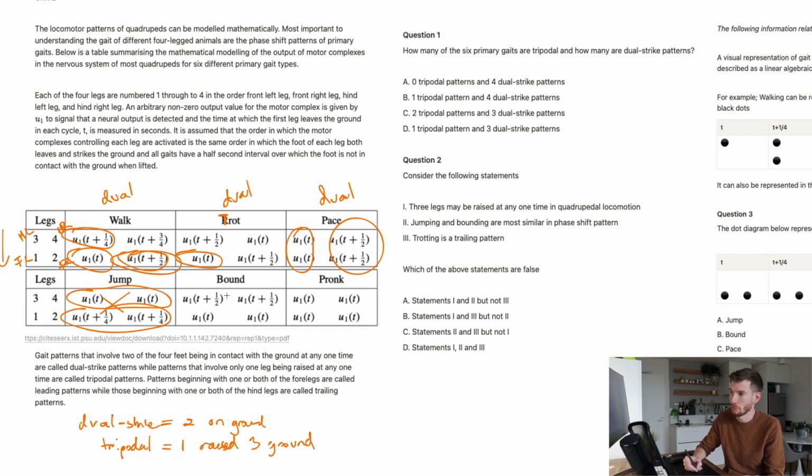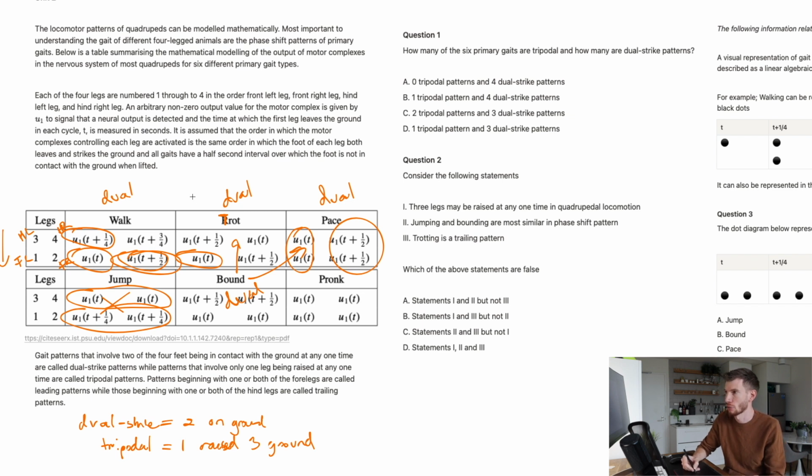Bounding, same concept, but now with half second intervals. So this is the same as trot or pace. So that one will be a dual. And then finally is pronking, which is a weird word. And that just looks like hop, like just literally bouncing off the ground almost. So all 4 legs leaving the ground and then contacting the ground at the same time. So there's not 2 in contact.